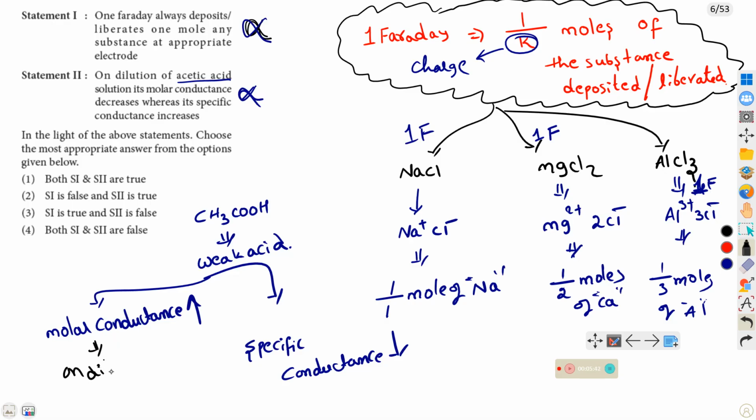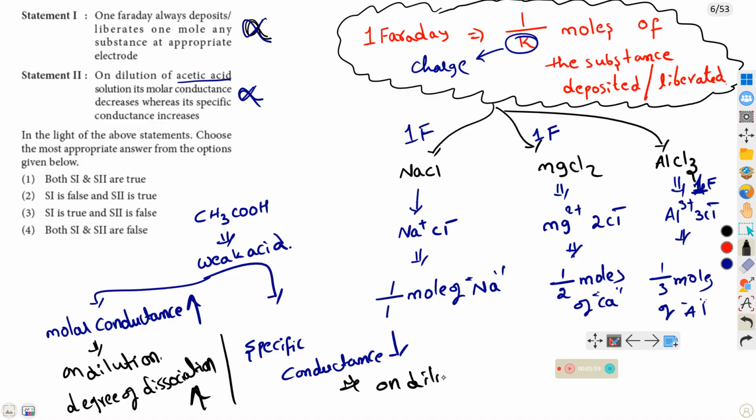On dilution, degree of dissociation increases. On dilution, in the specific conductance case, number of ions per unit volume decreases. So that's the reason both the statements are false.